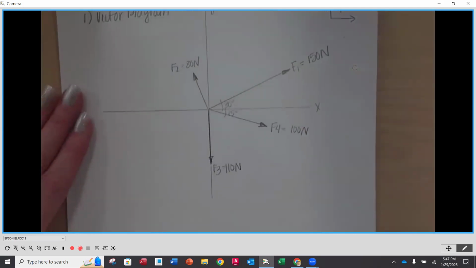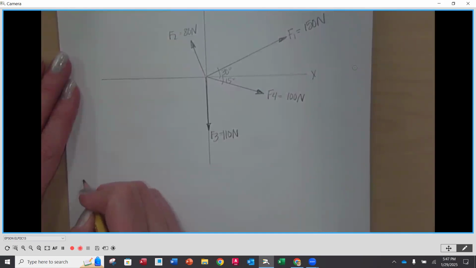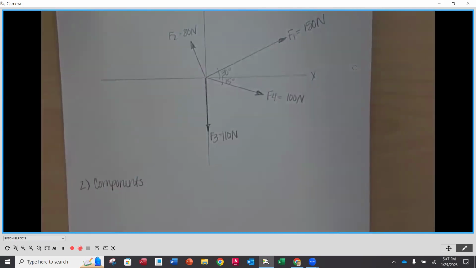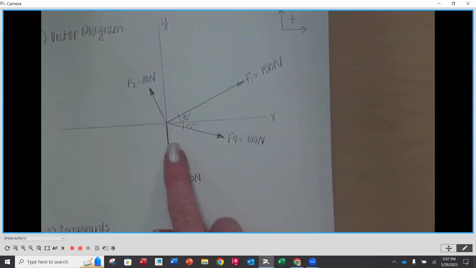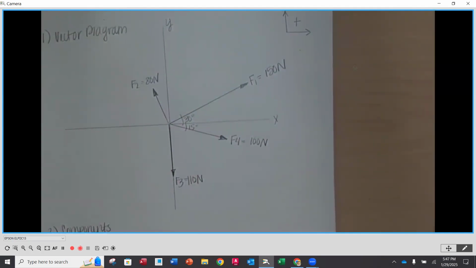Step number 2 then in this process is going to be the components. Now we're only going to do X and Y components of any forces that don't directly lie on the X or Y axis. In this case, force 3 going down lies on the X and on the Y axis, so we are not going to calculate components for it. It's just going to be on the Y axis. But F1, F2, and F4 do not lie directly on the X or Y axis, so we need to find their components. So to do that, we have to draw the component where it's located, as well as label it.